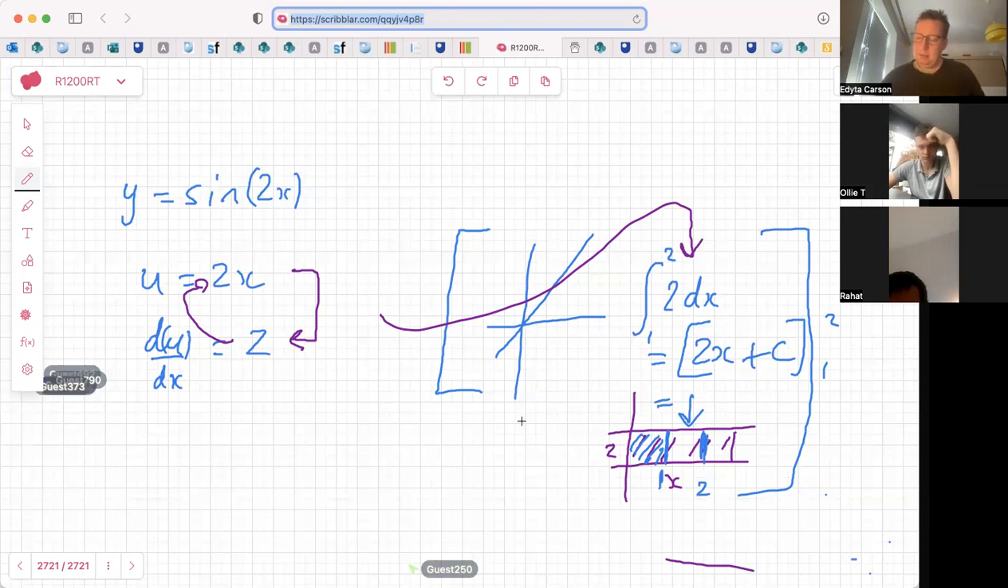So if we look at the picture, this first area is going to be 2 times 2, which is 4, and this second area is just going to be 2 times 1, which is 2. So 4 take away 2 is 2. So the area here will be 2 square units. Do you add a plus c? Yes, but it will cancel out because it'll be plus c minus c when you take away. Oh yeah, okay.